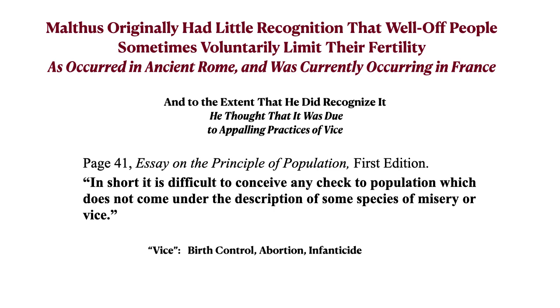That's one of the issues one has with reading Malthus, is that he often doesn't actually come right out and say what he's talking about. So he'll say, for example, here we have on page 41, "In short, it is difficult to conceive any check to population which does not come under the description of some species of misery or vice." Now, what he means by vice are things like various forms of voluntary birth control, certainly abortion, and most certainly infanticide. So voluntarily limiting the population was something he did not, at least in this first edition, approve of.